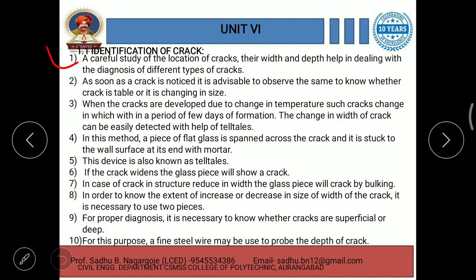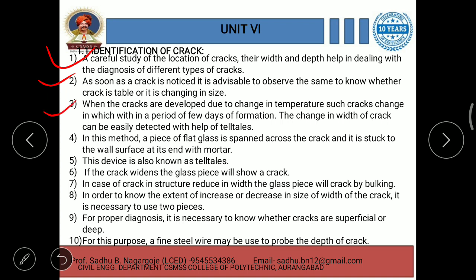Then how to identify these cracks? A careful study of the location of cracks, their width and depth helps in the diagnosis of different types of cracks. As soon as a crack is noticed, it is advisable to observe it to know whether the crack is stable or changing in size. It is necessary to observe that.